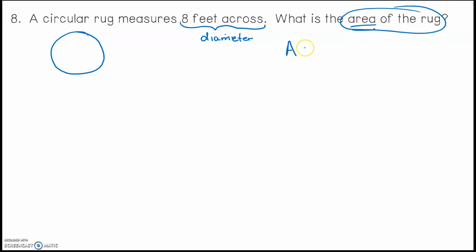So we're looking for this. Our formula is pi times r squared, but we're given a diameter. I need a radius, though, to use my area formula. Radius is 1/2 of our diameter. So that's going to be 1/2 of 8, or 4 feet.